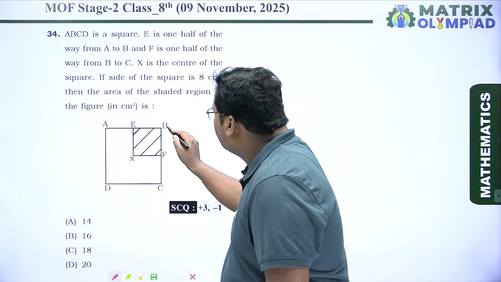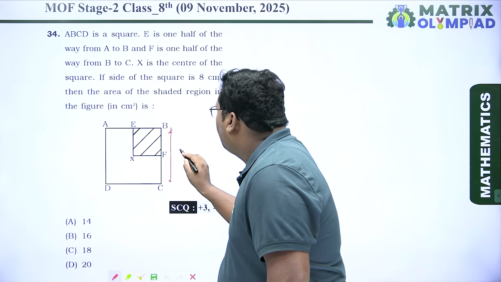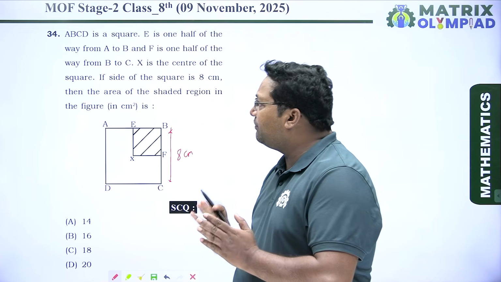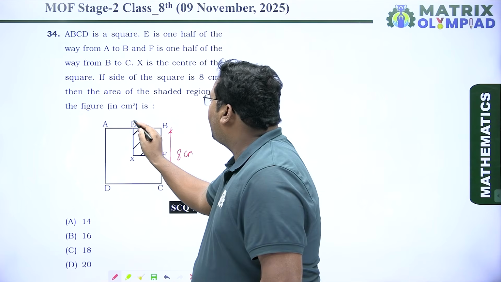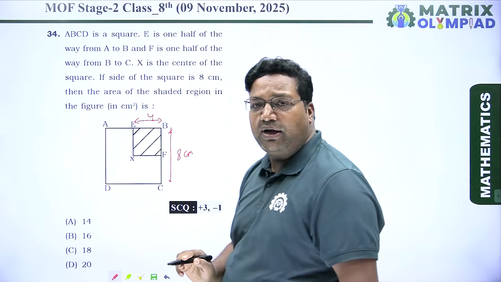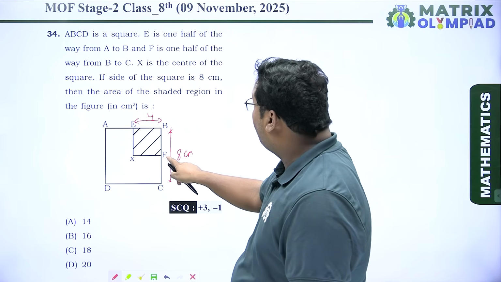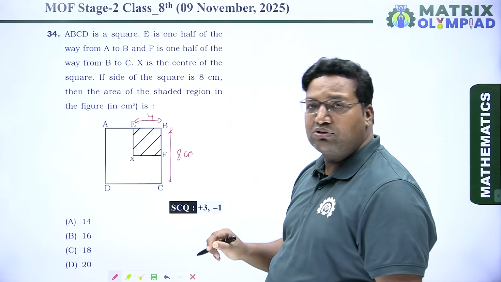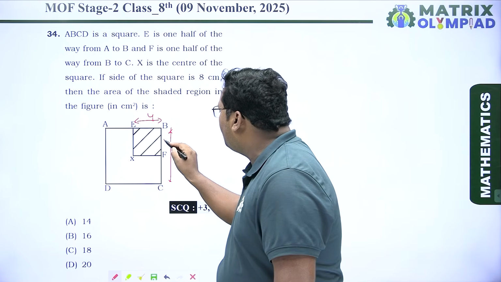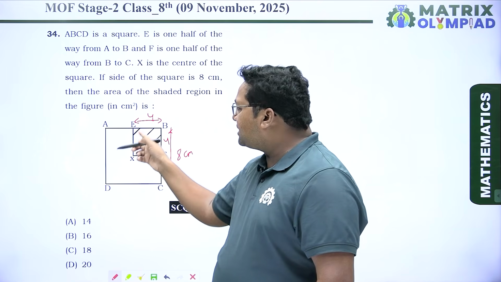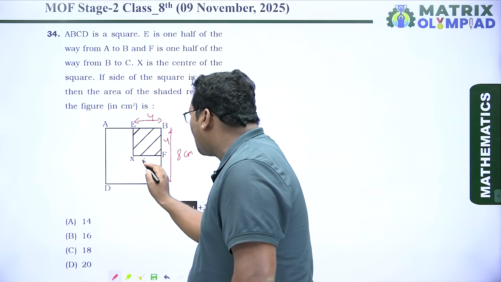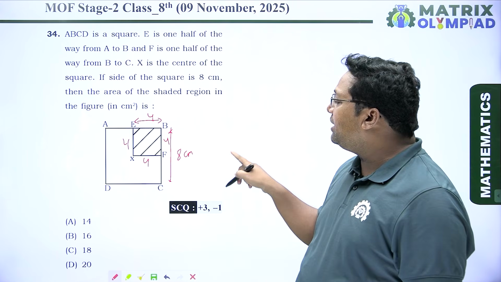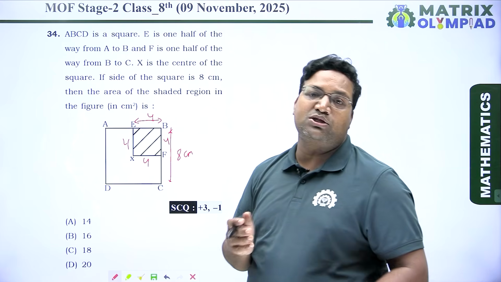So here you can see the side of the square is given 8 cm and the point E is the 1/2 of the way from A to B. It means the side of EB is 4 cm. Similarly, the point F is also the 1/2 of the way from B to C. It means side BF is also 4 cm. And X is the center of this square. So it means XF is also 4 or EX is also 4. So it means EBFX quadrilateral is also a square.